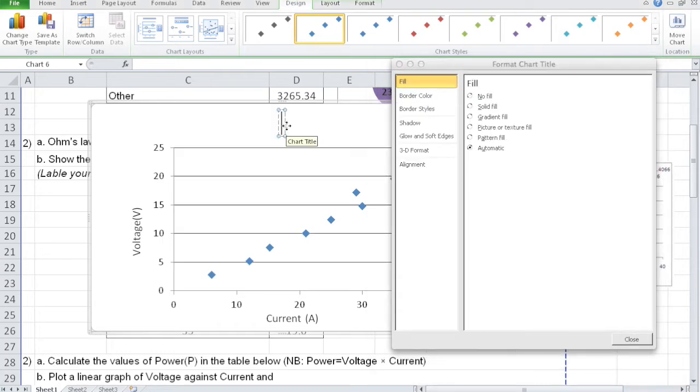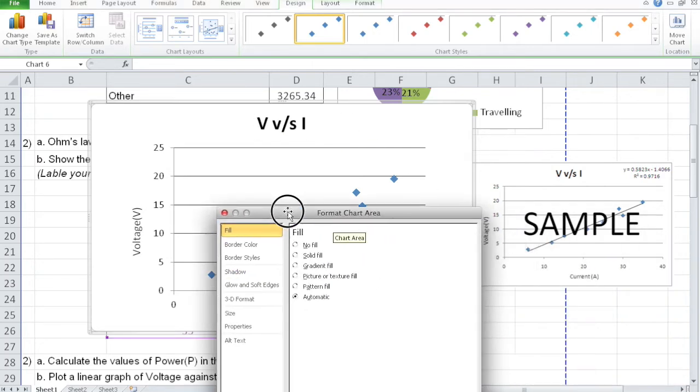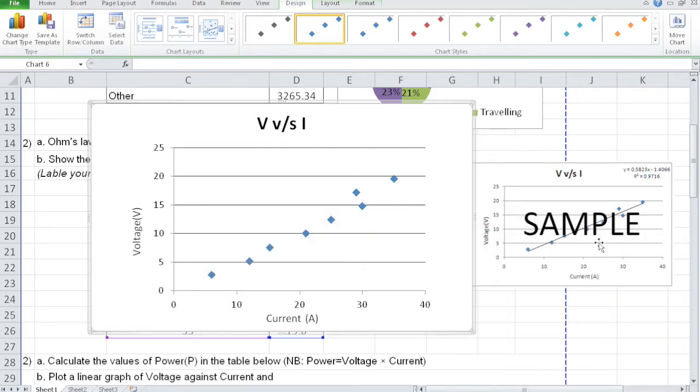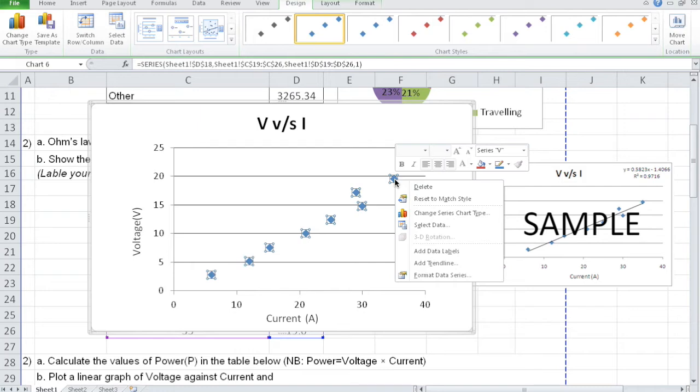We need to say V, what did it say? V versus I. So that's what I did there. We now need to put the regression line. So if you've got to right click, where do you right click? The data points. You can't just go and right click there. On the data point, you right click and then you get add trend line.